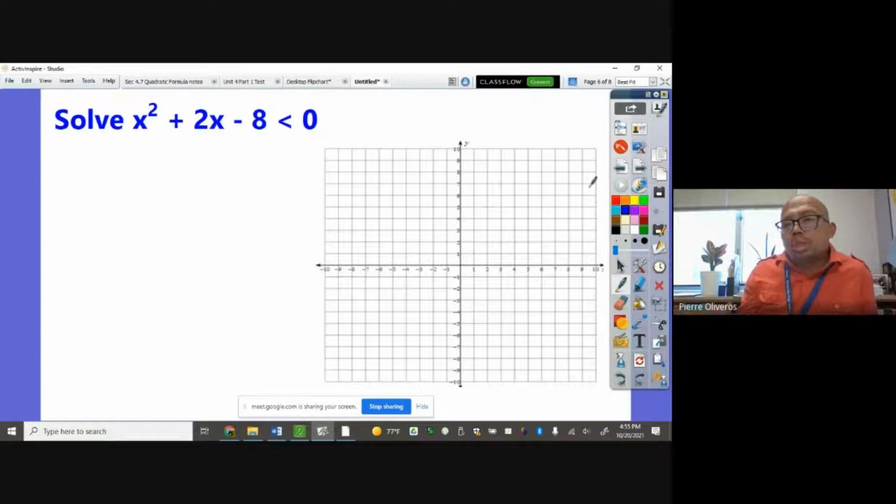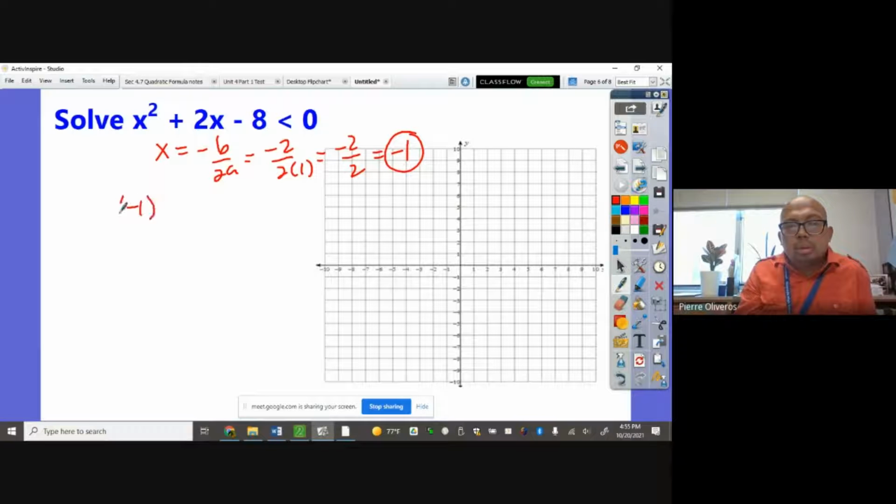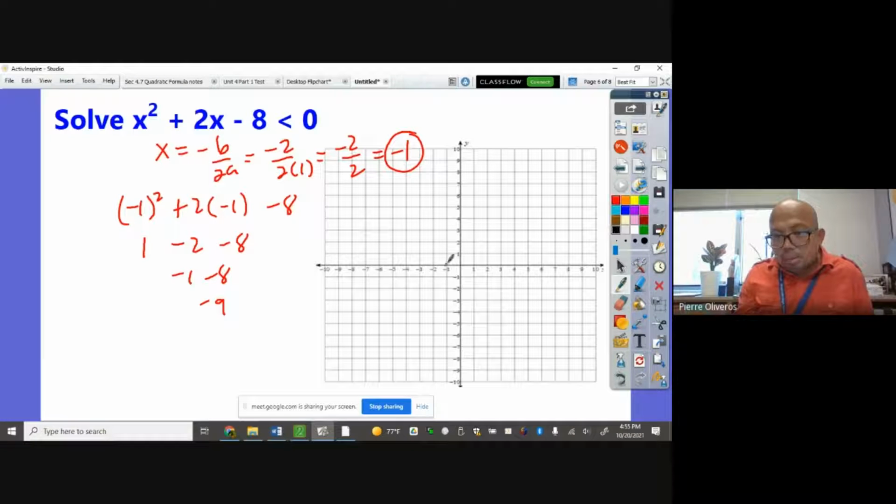Solve x squared plus 2x minus 8. Same way, we're going to find the vertex here. x equals negative b over 2a, x equals negative 2 over 2 times 1. That will give you negative 2 over 2, which will be negative 1. And then you're going to plug in negative 1 there, which will be negative 1 squared plus 2 times negative 1 minus 8. This will be 1 minus 2 minus 8. Negative 1 minus 8 is negative 9. So therefore, I'm going to go to negative 1, negative 9 right here.